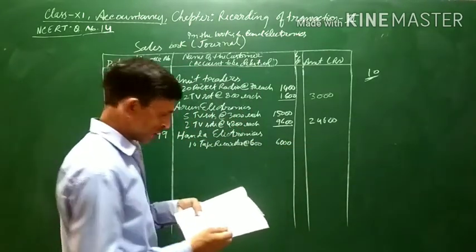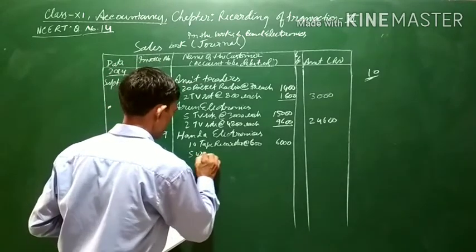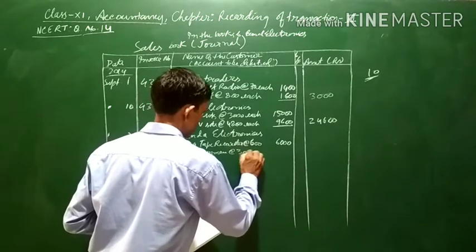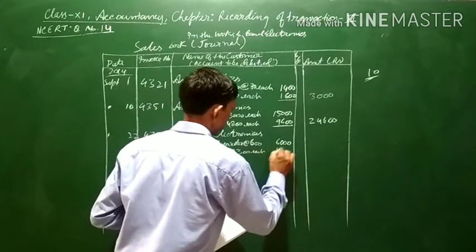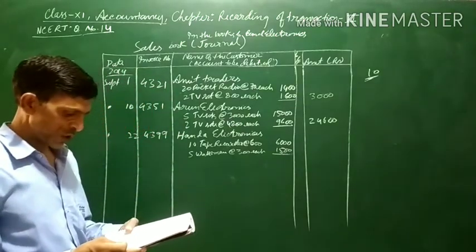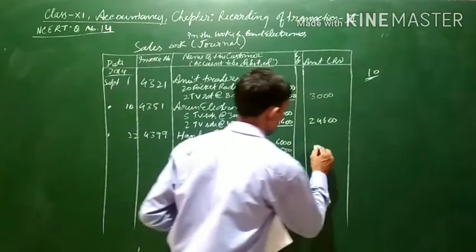Then 5 Walkmans at the rate of 300 each. 5 times 3 is 15, it will come to 1,500. These are the only 2 things being sold, so the total will come to 7,500.